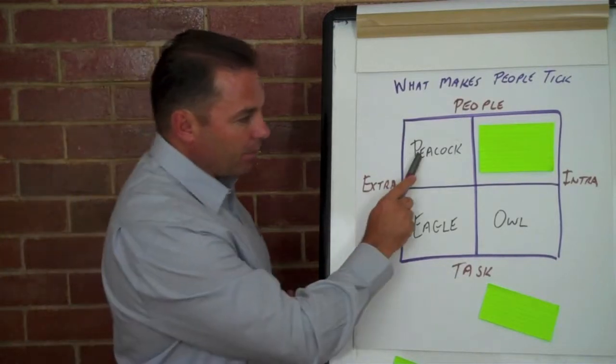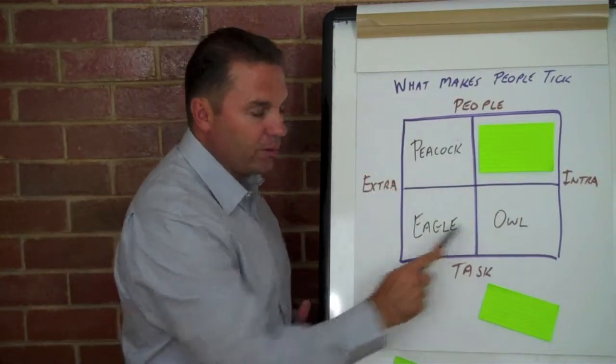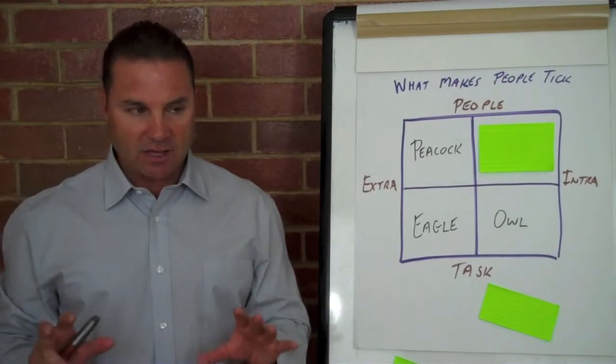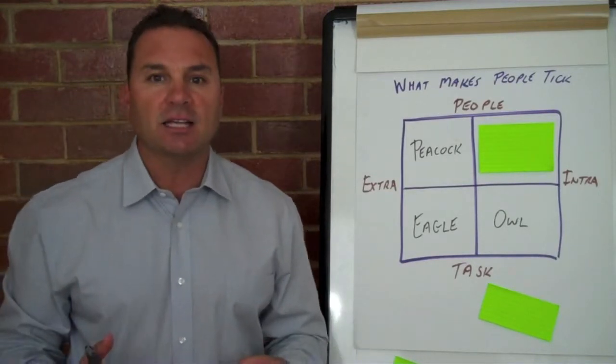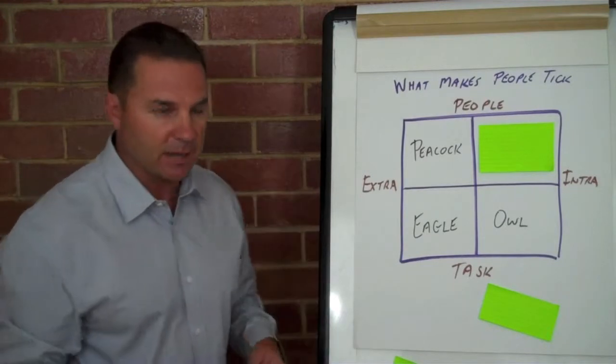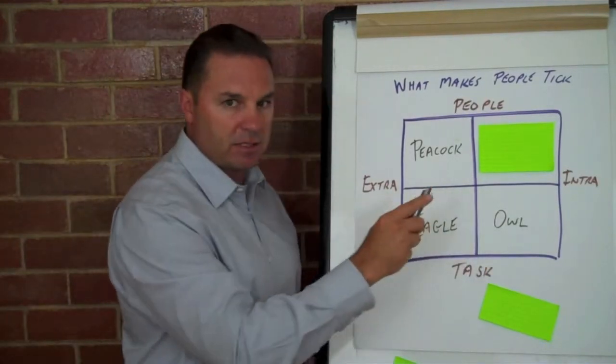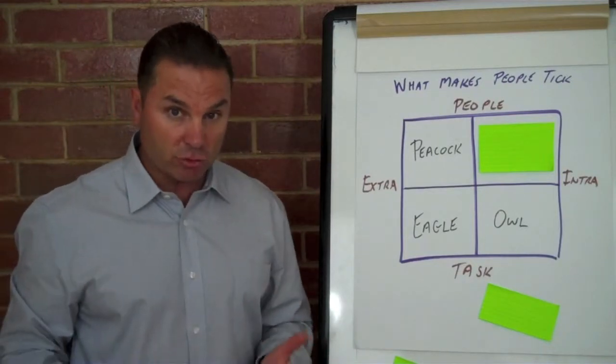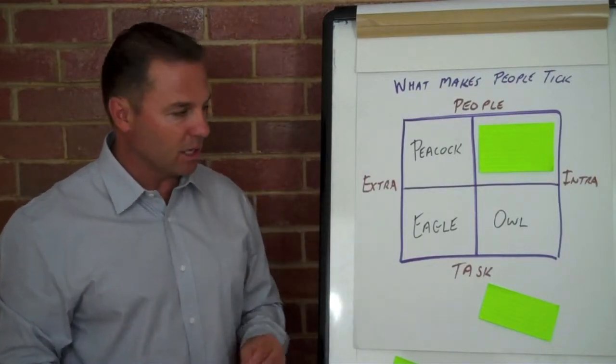Now often our peacocks and eagles can interpret their behaviour as being aloof. It's not aloof at all, it's just how they see the world. There's no point saying anything if I've got nothing of value to say. So it's not that they don't have something to say, it's just that they won't tell you, A, unless they're asked, and B, unless they truly believe themselves they've got something to say.